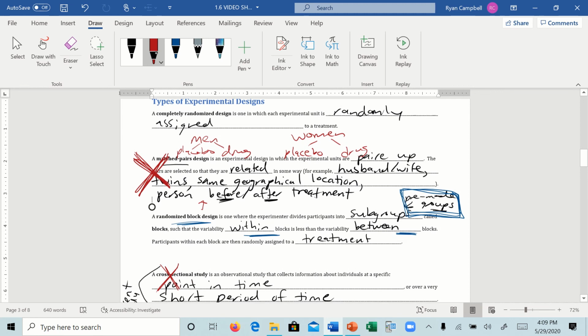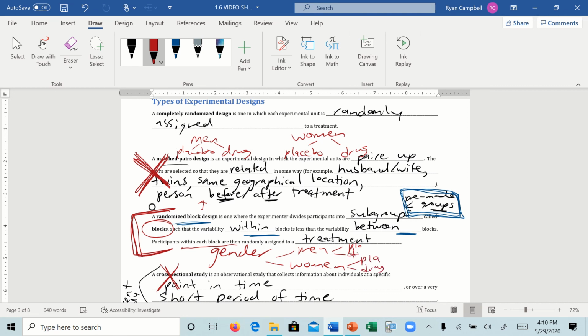All right, what about the randomized block design? Hopefully you've gathered by this point that this is actually what we're looking at, right? Because what would be these blocks? What are the pre-made groups? It's gender, right? We separate people out into men and women. And then participants within each block are assigned a treatment. So men got placebo, men got the drug. Women got placebo, women got the drug. Right? So this is the definition of a randomized block design.